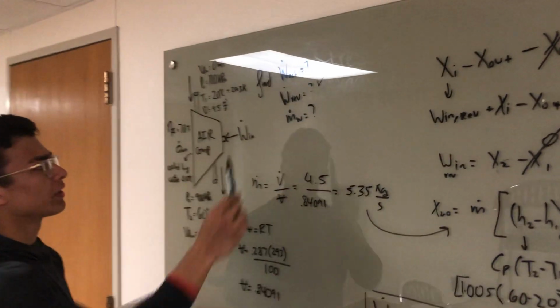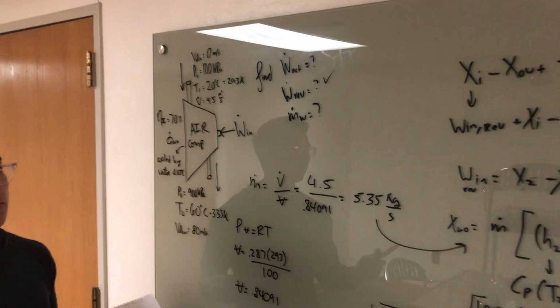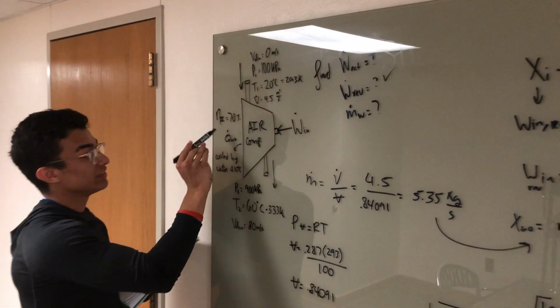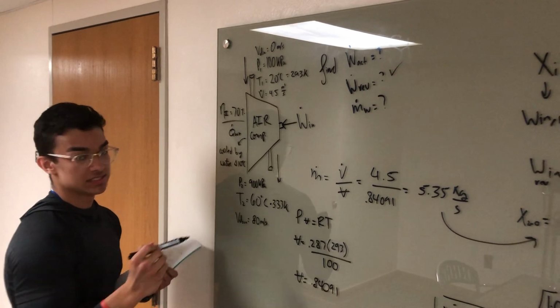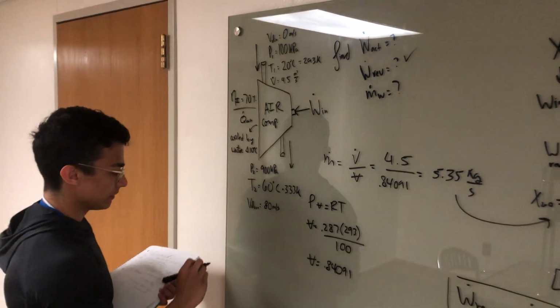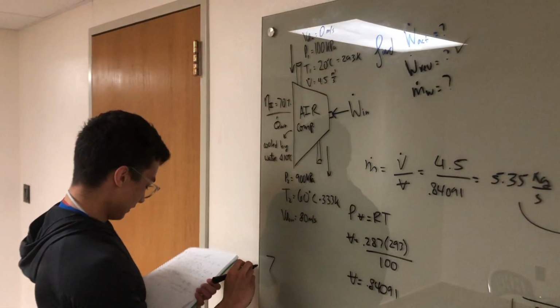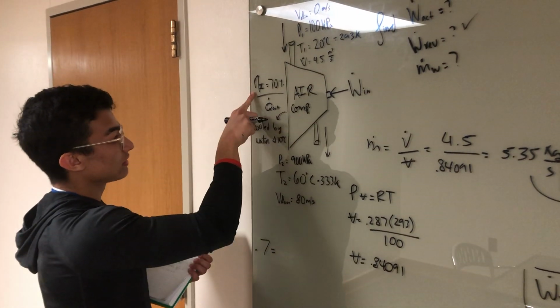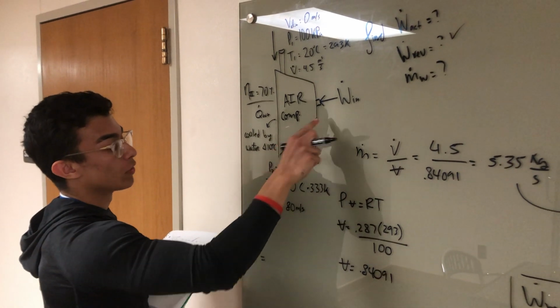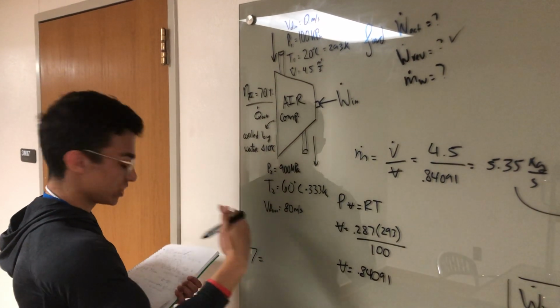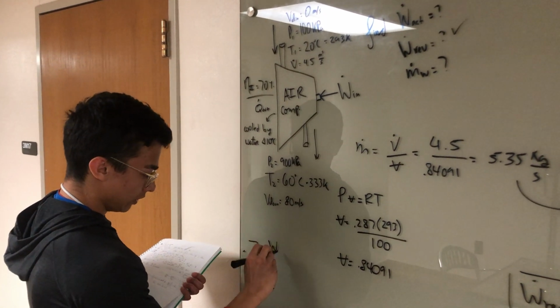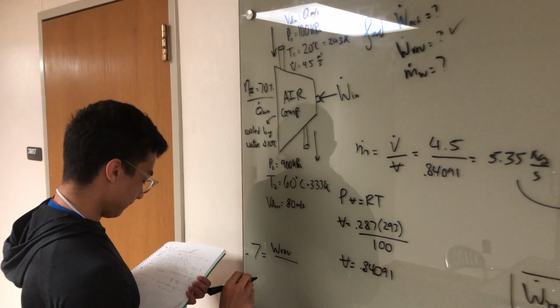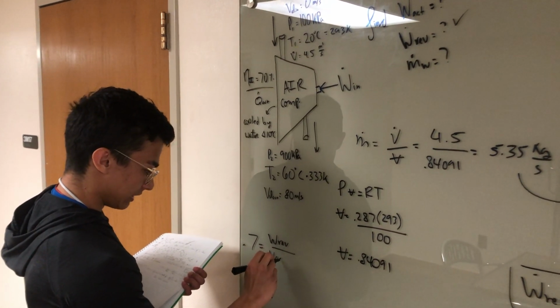So now we have to find our work actual. How are we going to do that? Well, if you look at the original problem, you're given your second law efficiency. Isn't that handy? So let's just do the work down here. So if you know that 0.7 equals the second law efficiency, since this is a work-consuming device, your reversible is going to be on top. So it'll be work reversible over work actual.